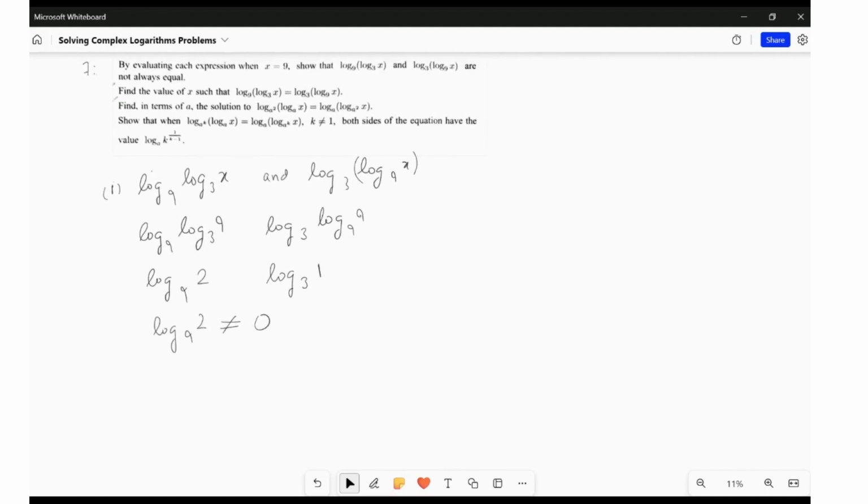Now find the value of x such that log of this is equal to log of this, and this is just the same expression. We need to find the value of x that actually makes them equal. So in the second part, log of (log x base 3) base 9 is equal to log of (log x base 9) base 3.